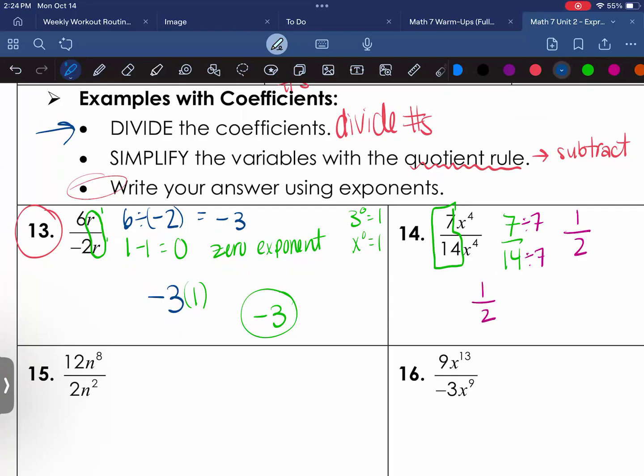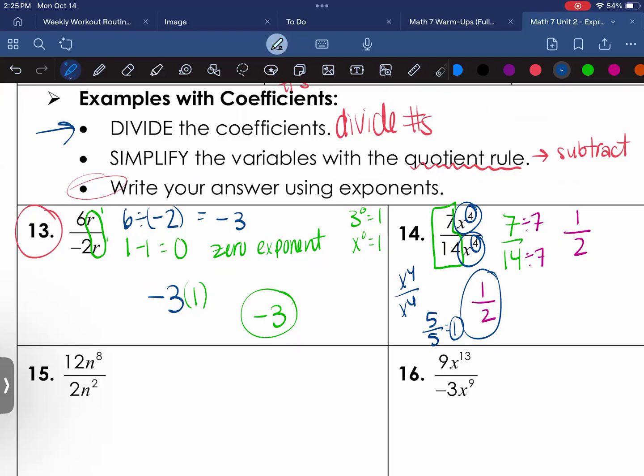Again, we have x to the 4th over x to the 4th. We have the same exponent again. They're both 4. So x to the 4th divided by x to the 4th is just going to be 1. That's just like saying 5 divided by 5 is 1, right? Whenever you have the same thing on the top and the same thing on the bottom, division, it always equals 1. So here the answer is just 1/2. We don't have to worry about adding that 1 in there because 1/2 times 1 will not change the problem.